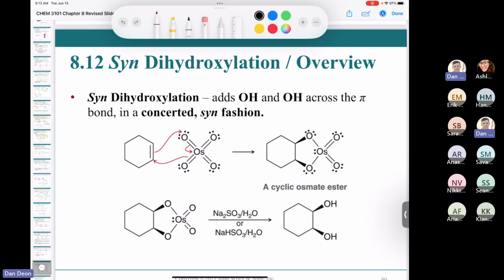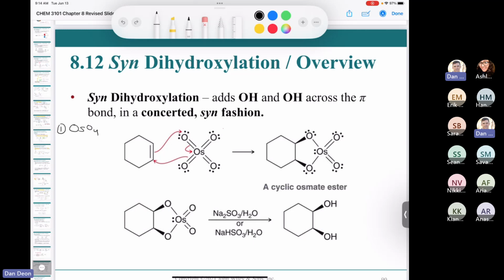So step 1, I'm going to write it over here on the left. Step 1 is to treat the compound with OsO4. Okay, and that forms what's called a cyclic osmate ester. Okay, then once you form that cyclic osmate ester, you can treat it with 2 possibilities. The first one here is sodium sulfite and water, and on the bottom we have sodium bisulfite and water. So you can do either one of those.